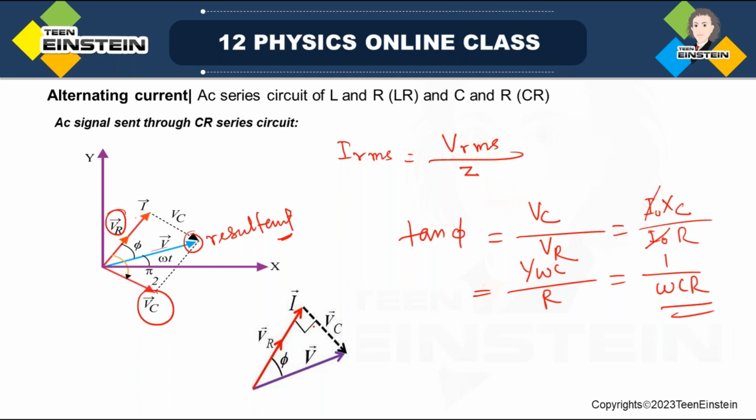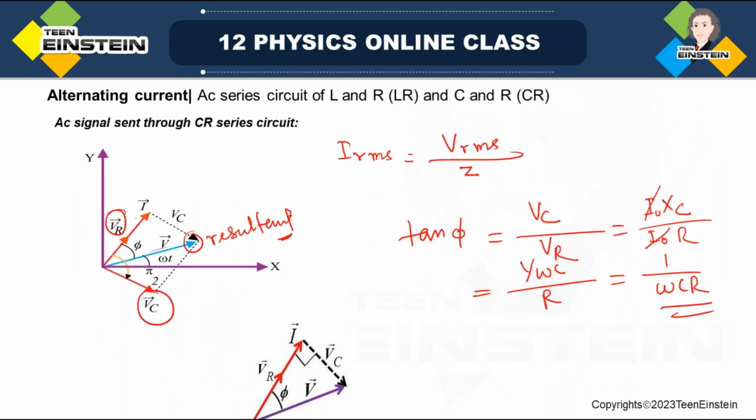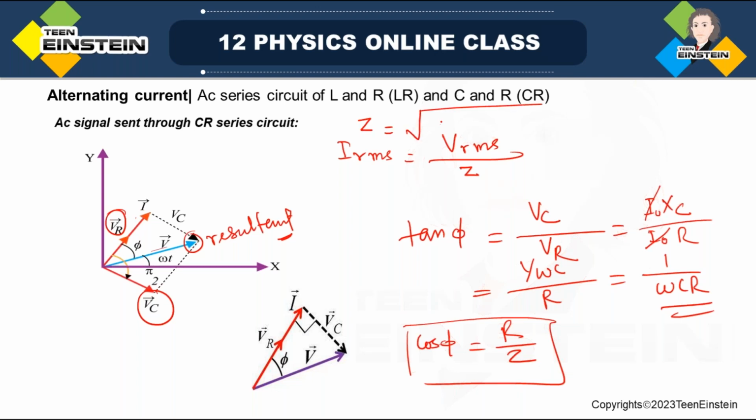Here Z is the square root of R squared plus 1 over omega squared C squared. That is what you have to remember. So here also, cos phi will be what? Cos phi will be R by Z. So this is all about impedance. Impedance is the square root of R squared plus 1 over omega squared C squared.